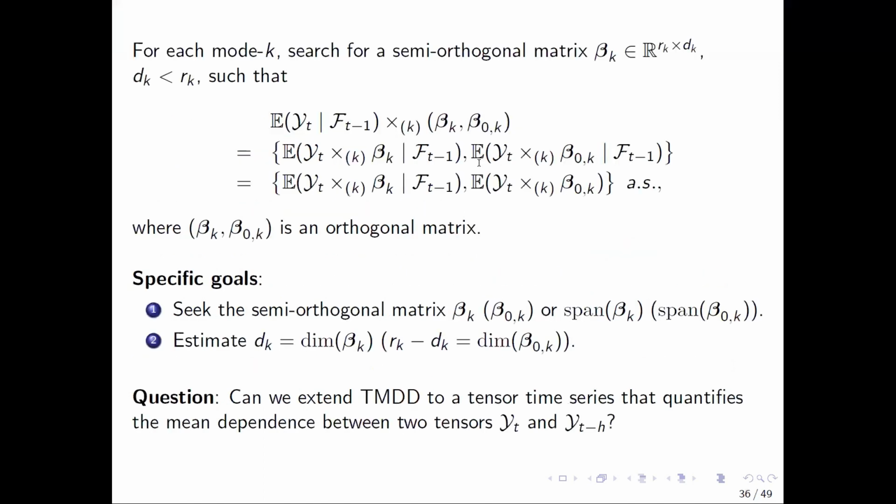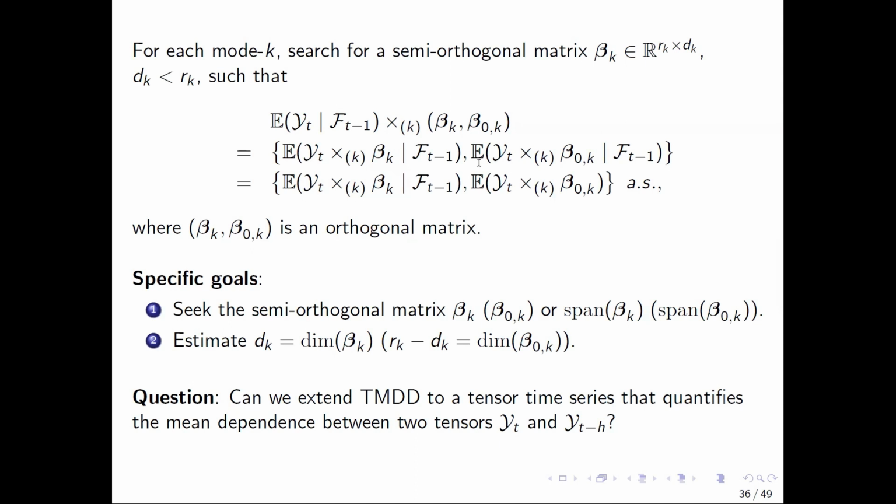So we wonder whether we are able to achieve the dimension reduction by using our metric and extend it to a tensor time series case. So this will be the big idea, still a similar idea, but now I will be searching for the semi-orthogonal matrix beta k, which constructs the first component that is mean dependent on the past information. And this beta 0k will correspond to the second component, which is mean independent of the past. Then I still have two specific things to estimate.